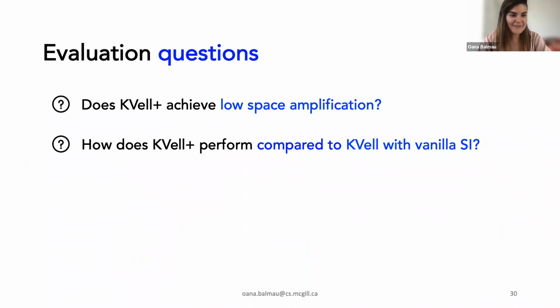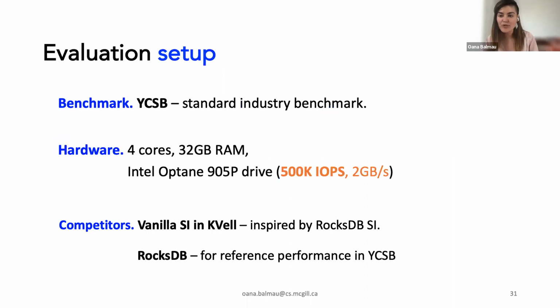So now quickly, I would like to show some results of the performance of this snapshot isolation mechanism. I'm going to use the standard YCSB benchmark, just so we all know what we're talking about. We run this in a system with 4 cores and an Intel Optane drive, the one that I was mentioning in the previous experiment that ran out of space.